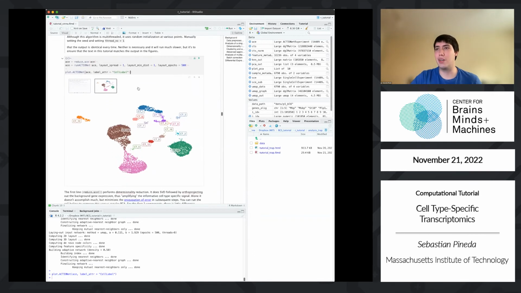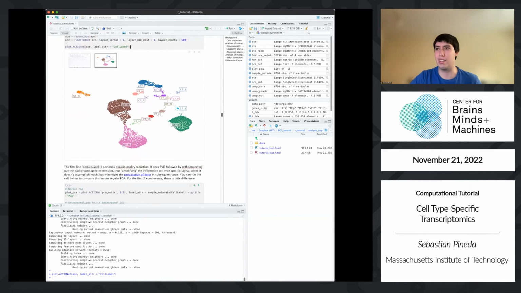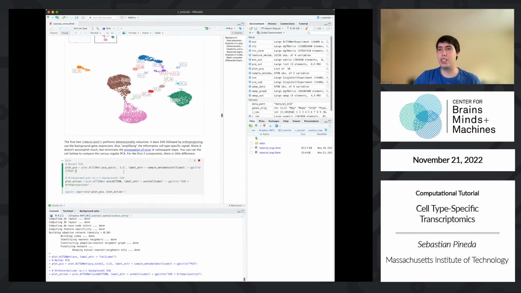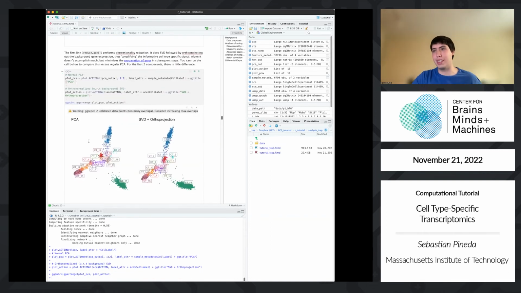Okay, so this is our 2-dimensional UMAP representation that is generated by the algorithm that we just ran, this archetypal analysis algorithm followed by the fancy network construction. And now we compare it to the original one. Obviously, this gives us much better resolution.